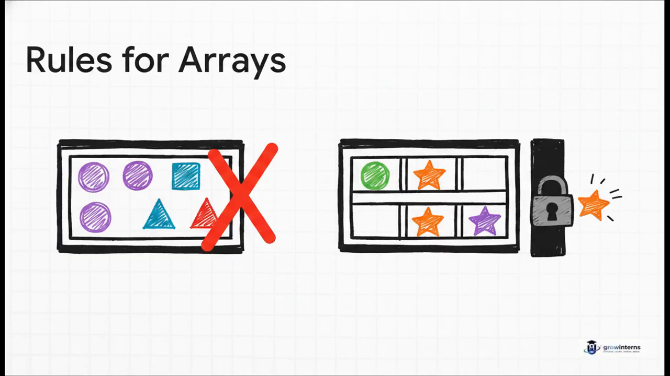Now, there are a couple of super important rules you've got to remember. First, everything inside an array has to be the same data type. You can't mix and match strings and integers, for example. Second, and this is a big one, once an array is created, its size is locked in. It's fixed. You can't just add more spots later. That's what we mean when we call it a static data structure, and you'll see why that matters in just a minute.